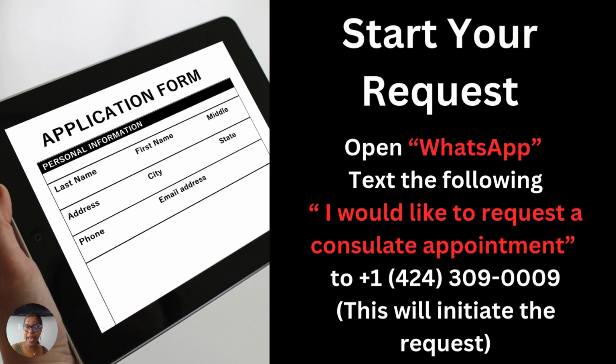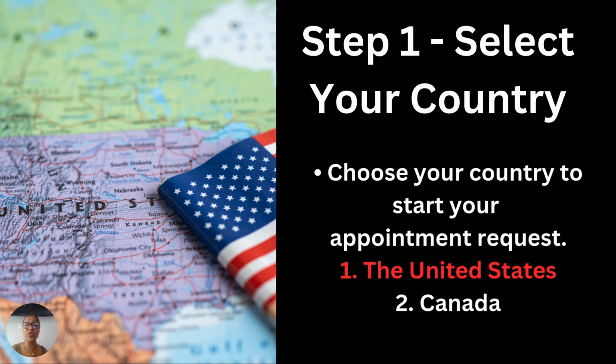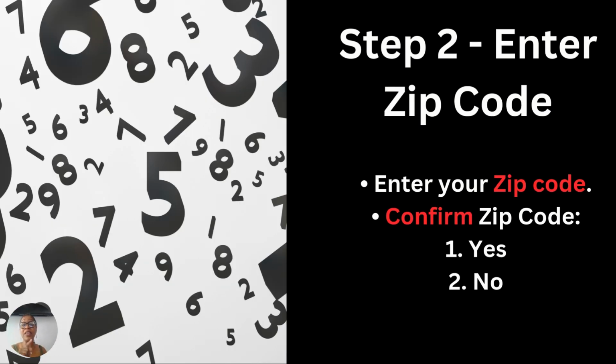Open up the WhatsApp app, and then I want you to text the following: I would like to request a consulate appointment. This is going to initiate the request. Once you've done that, the first question you're going to be asked is, what is your home country? You select your home country. If you're from the US, choose the US, which is number one, or you can choose Canada, which is number two. The next step is enter your home zip code.